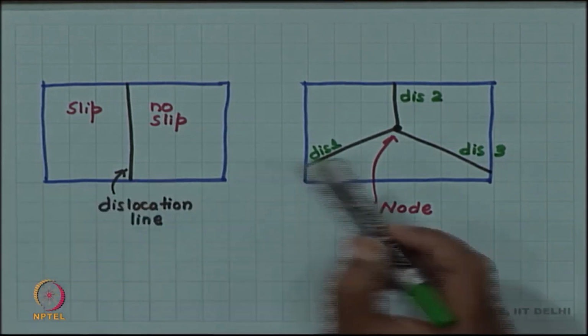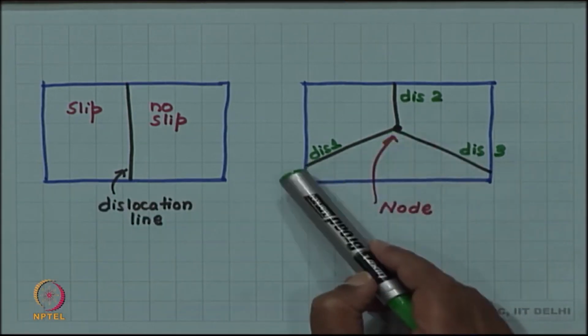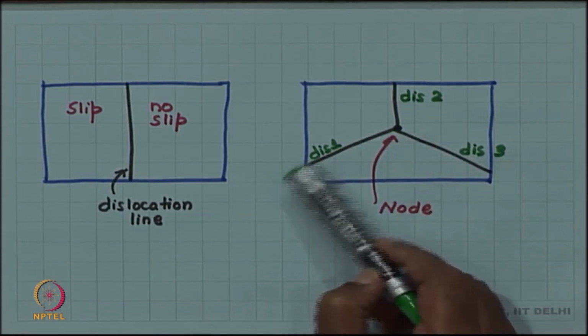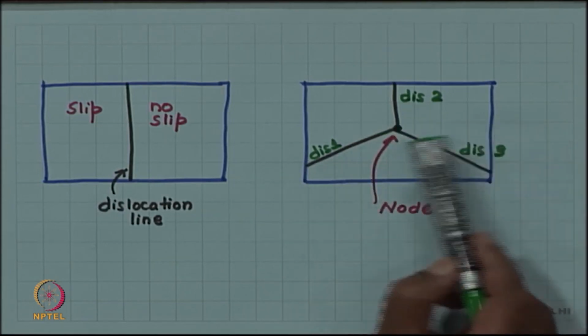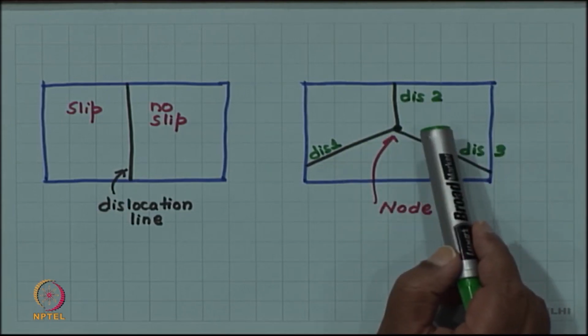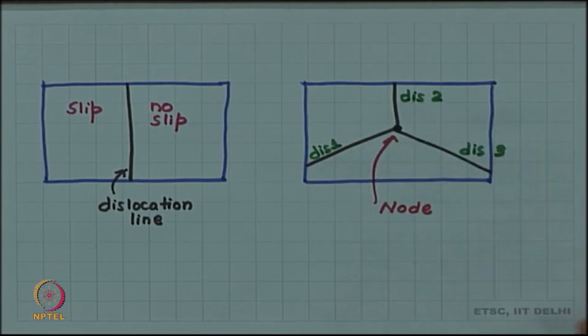So, this dislocation line, which is dislocation 1, is starting on a free surface, but is not ending on a free surface. It is not ending on a grain boundary also, but it is ending on other dislocations. So, this possibility is also there, and in that case we get such a point, a junction point, which is called a node.